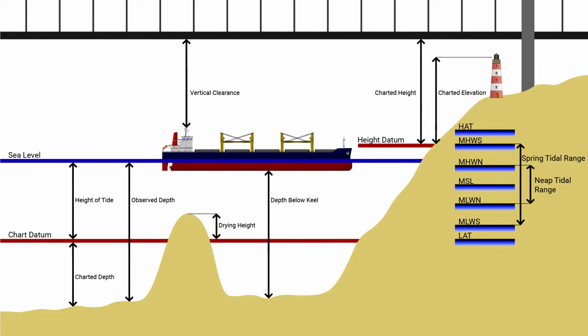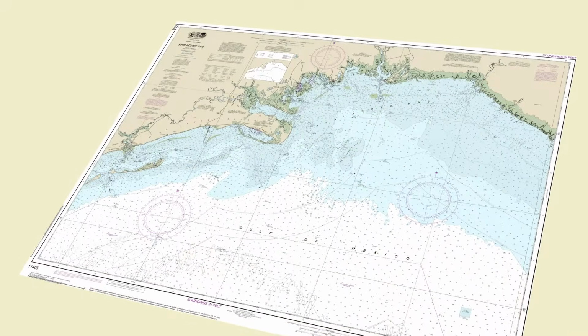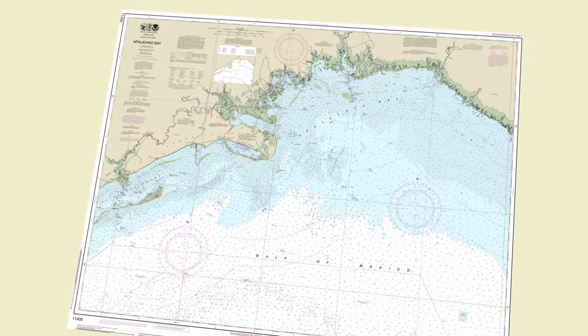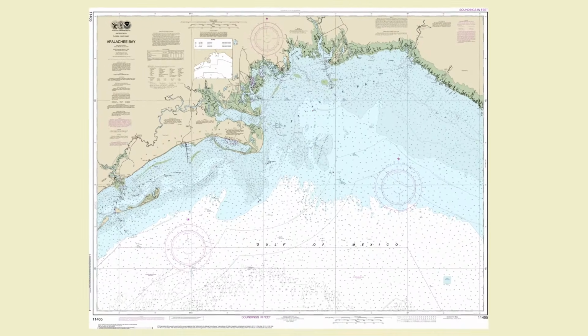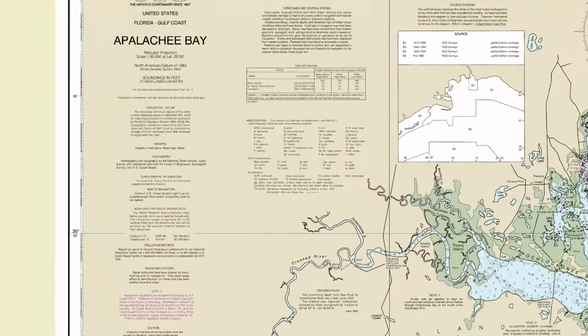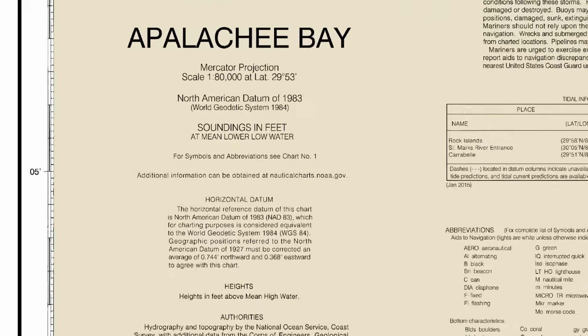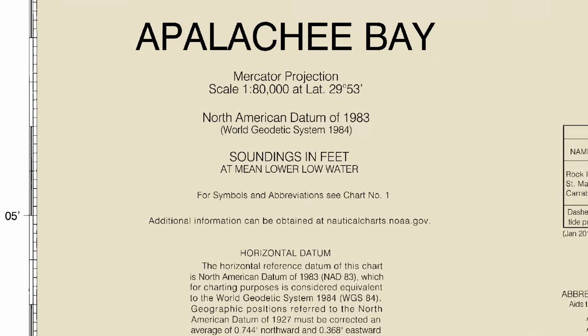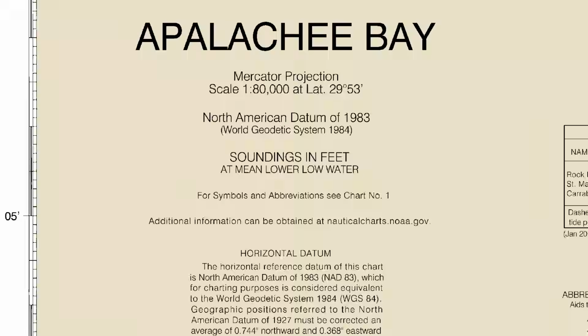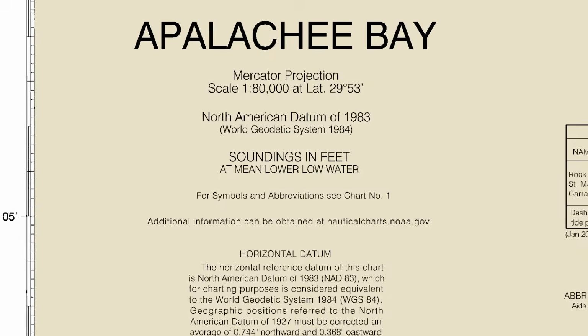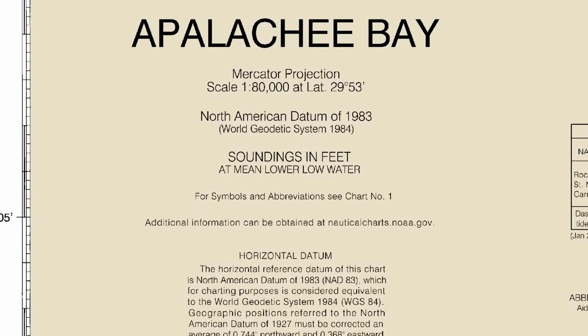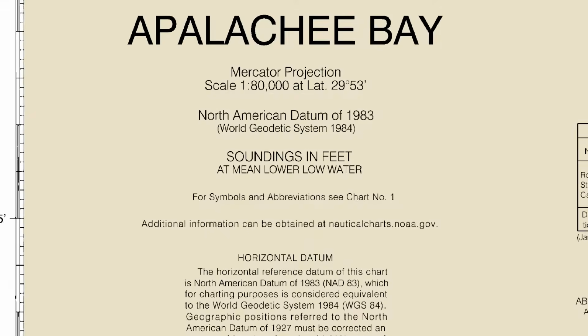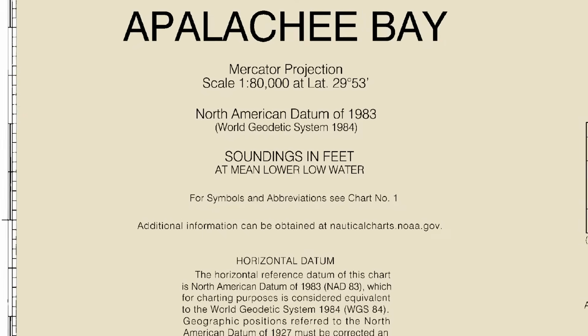So, firstly, where do you find chart datum and what is it? Well, as the name implies, chart datum is found on a nautical chart. If you take a look in the top left corner normally, where all the description and all the text is, you can see a reference to the soundings. On this particular chart, soundings are in feet, at mean lower low water. That means the chart datum for this chart is mean lower low water.